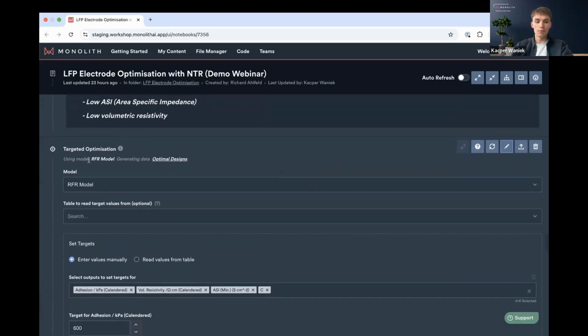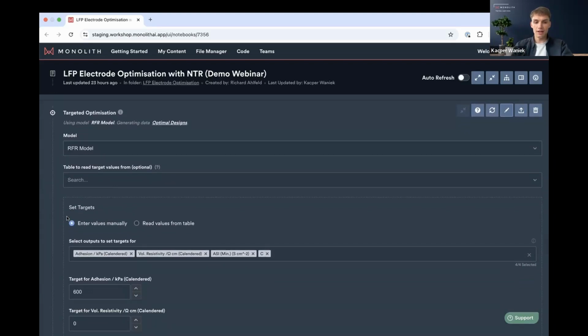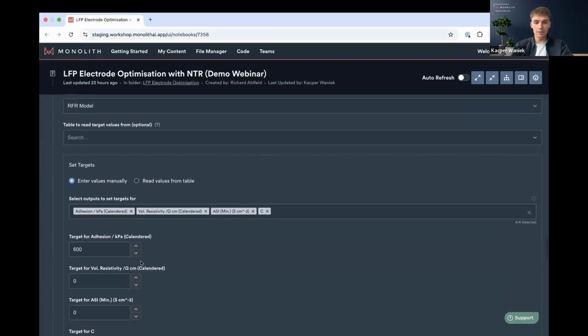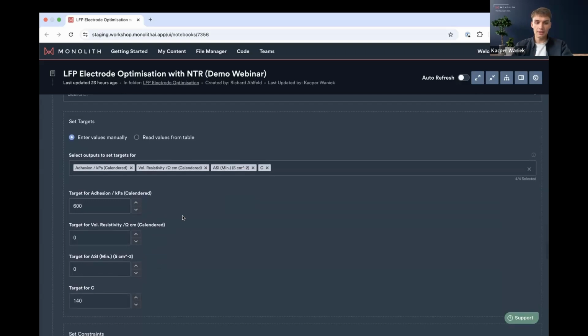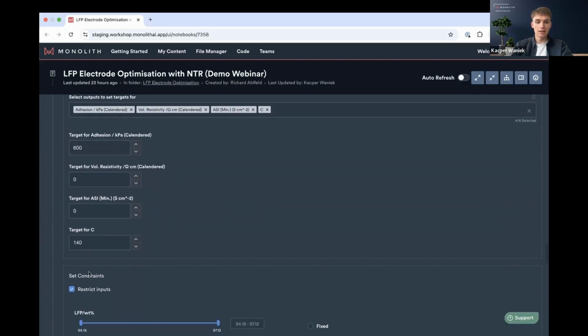So I have picked out the model that I have just trained, and I can enter some values manually for the different outputs I am targeting. As I've mentioned, I've inputted a high target for my adhesion and a high target for my discharge capacity at 1C, but also trying to minimize my volume resistivity and area-specific impedance.